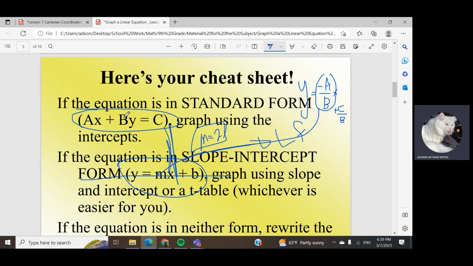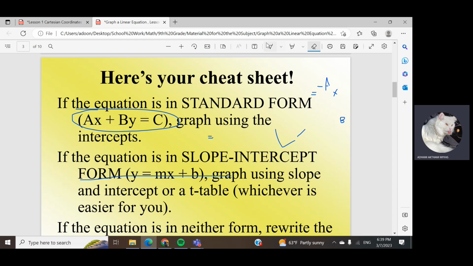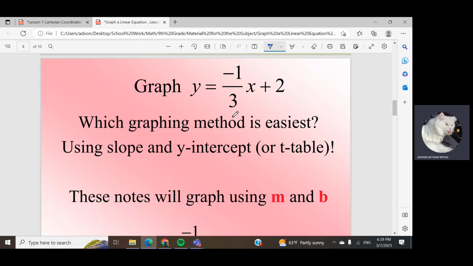But I will see which is easier for us to draw the function, the linear function. So if I have this formula, I'm having minus 1 over 3x plus 2. This is a formula of a linear equation.